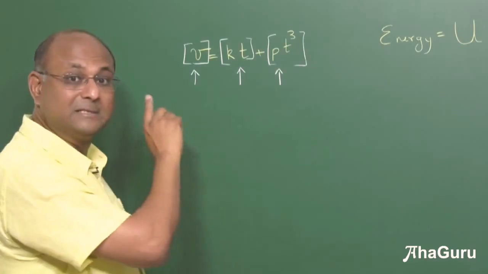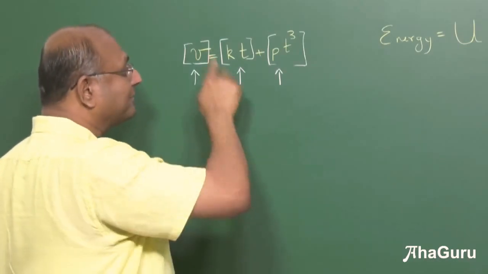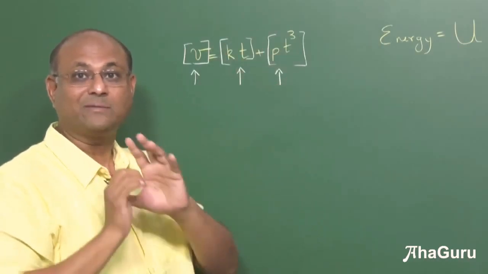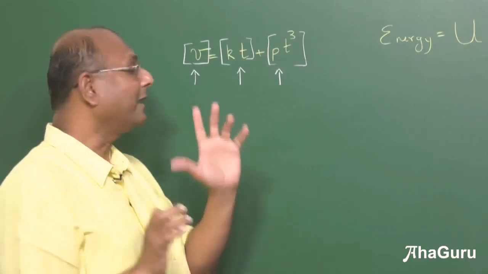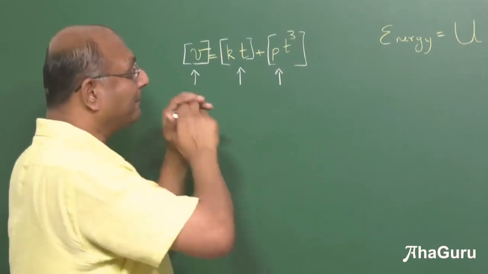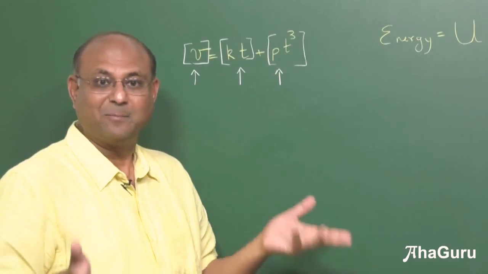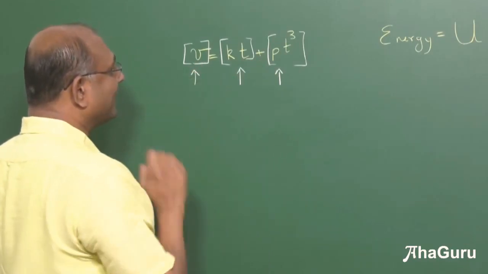This is called the principle of homogeneity. All of them, you can only add things that are of the same kind. Okay, you can't add things that are different. But you can multiply things that are different. That's weird, but you can. Okay, so let us look at this.